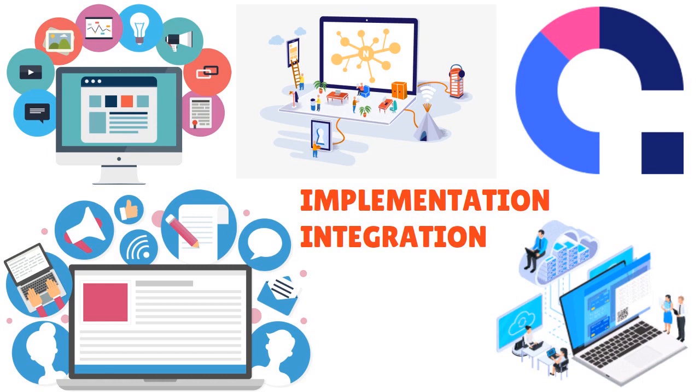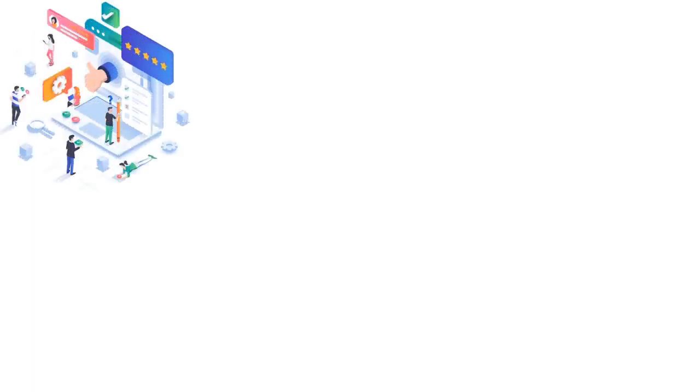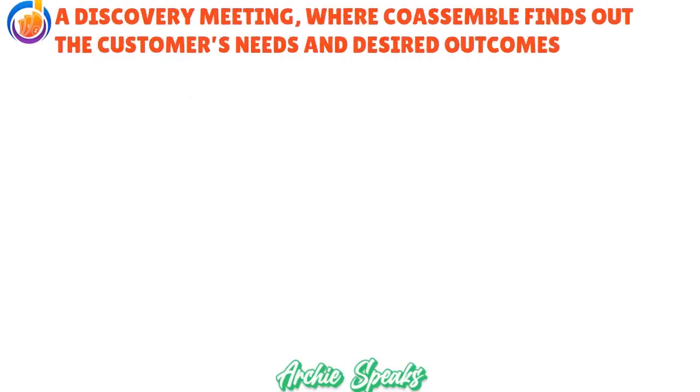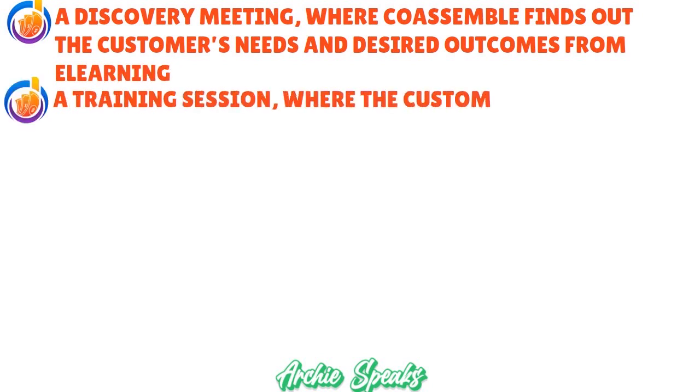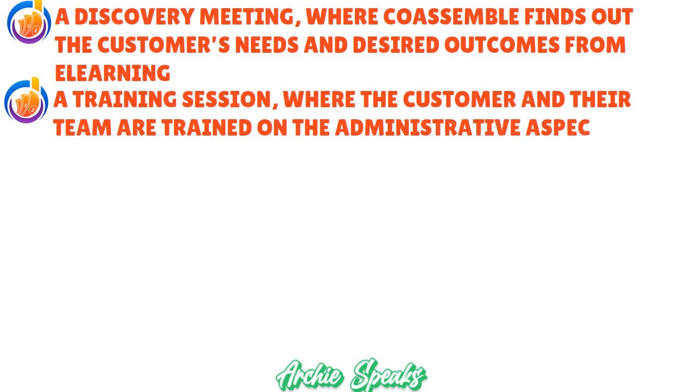It's cloud-based. So in general, the vendor helps customers get their training up and running within 7 to 10 business days, depending on the availability here. So when onboarding, customers go through the following steps. First, a discovery meeting where Coassemble finds out the customer's needs and desired outcomes from e-learning. Then a training session where the customer and their team are trained on the administrative aspects of Coassemble.